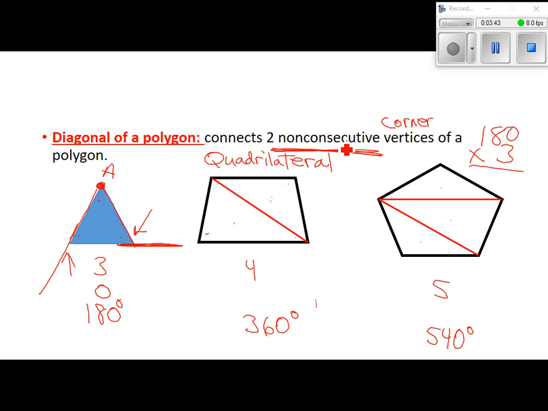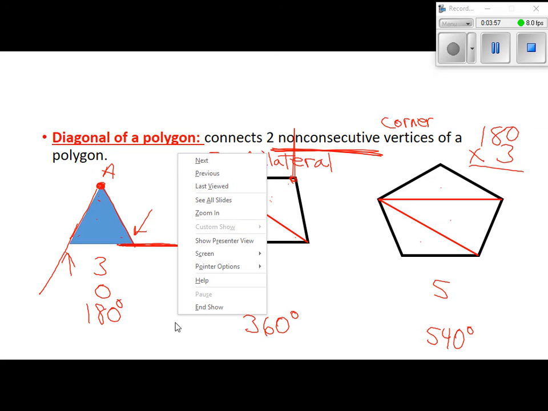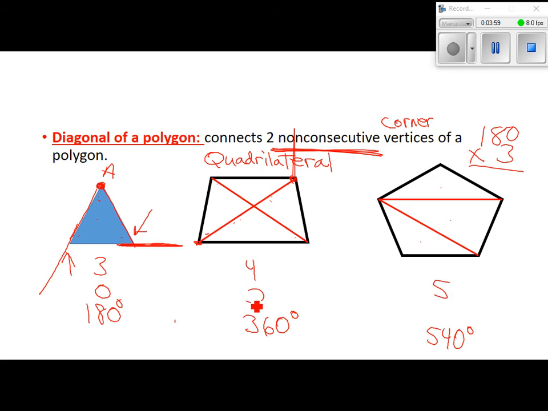Over here, if we look at the diagonals and go back to a quadrilateral, that's not the only diagonal. We could actually connect this corner and that corner, and that would be another diagonal. So a quadrilateral has 2 diagonals. A triangle had no diagonals, a four-sided figure has 2. For a five-sided figure, if we draw in all the diagonals, it looks something like this, and if we count them all, it has 5.